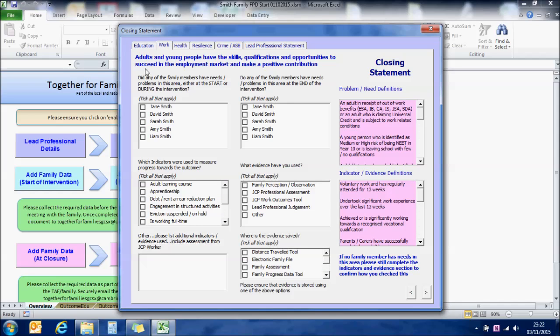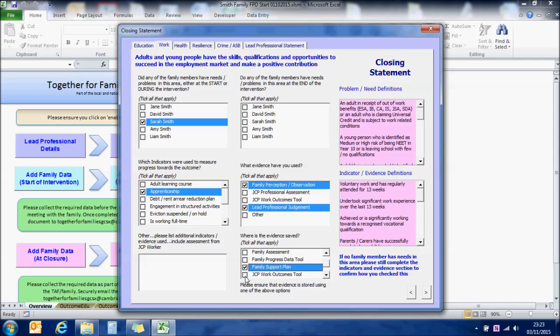The next outcome is around work, that adults and young people have the skills, qualifications and opportunities to succeed in the employment market and make a positive contribution. From the data previously entered, it was mentioned that Sarah was NEET. However, Sarah no longer has needs in this area because through the support of the team around the family, she has started an apprenticeship, and the evidence was through the family observation and the lead professional's judgment. All of this information was saved in the family support plan and work outcomes tool.